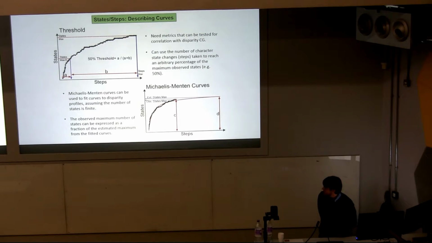And then the other method that I used was to try and estimate the total number of possible character states that you might predict given the rate of evolution by basically fitting asymptotic curves to the data and using that to estimate your absolute maximum number of states, and then looking at the total number of states that you actually see in that clade as a fraction of that estimate.